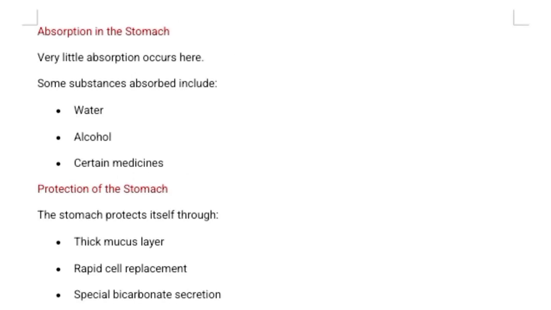Absorption in the stomach. Very little absorption occurs here. Some substances absorbed include water, alcohol, and certain medicines. Protection of the stomach. The stomach protects itself through a thick mucus layer, rapid cell replacement, and special bicarbonate secretion.